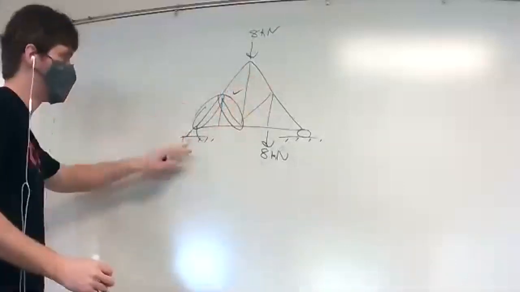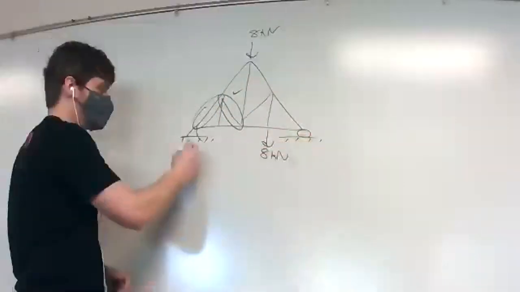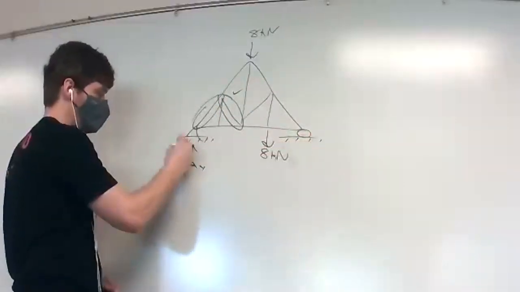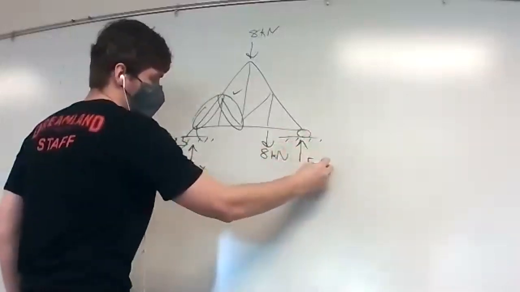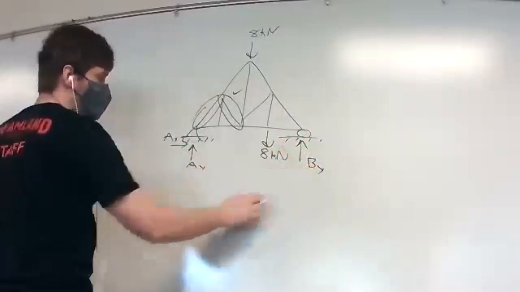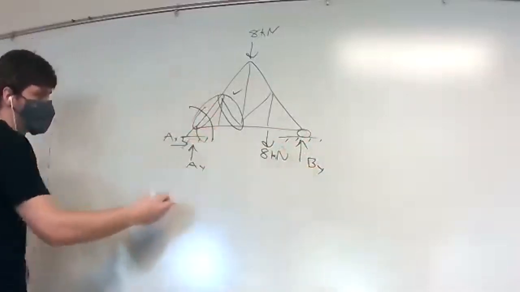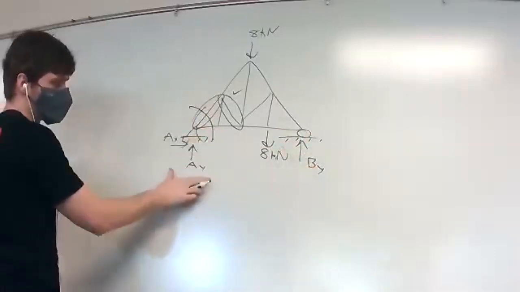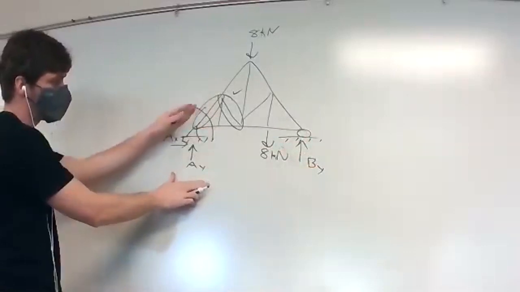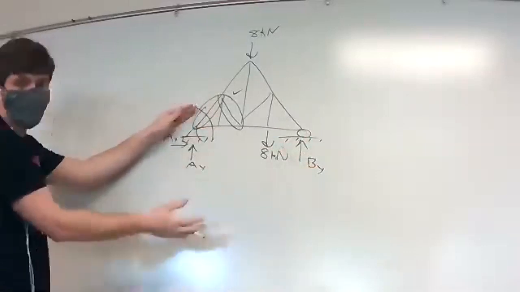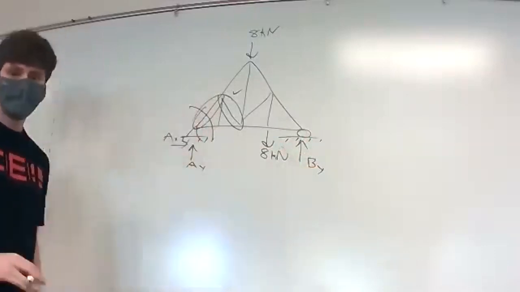For this one right here, what you would need to do is find your reactions, AY, AX, and you also have a BY here. You could take a moment at B, solve for AY. Once you have your AY, take your cut. You could sum the forces in the Y direction using the vertical component of this cut member and your AY. That equation will let you solve for this member, and then boom, you're done.